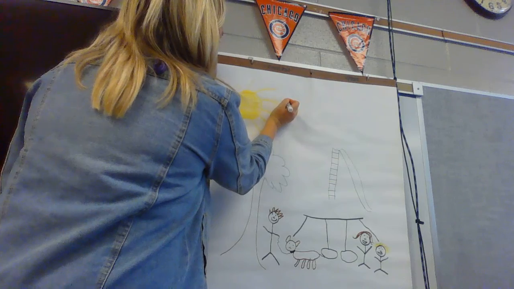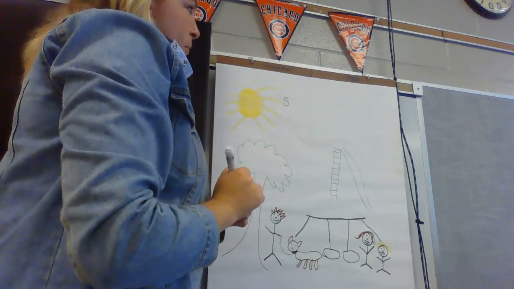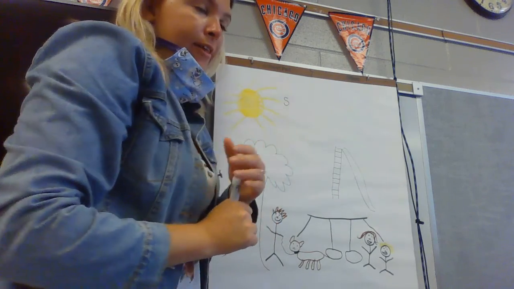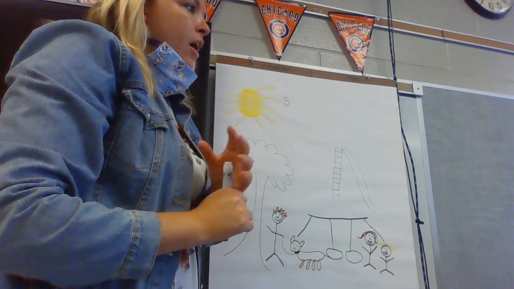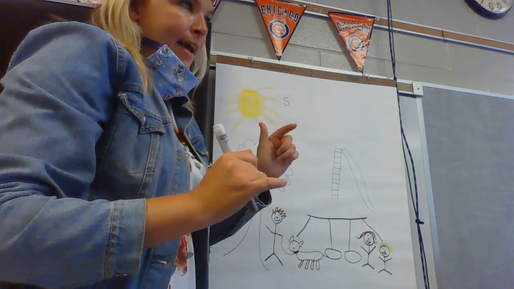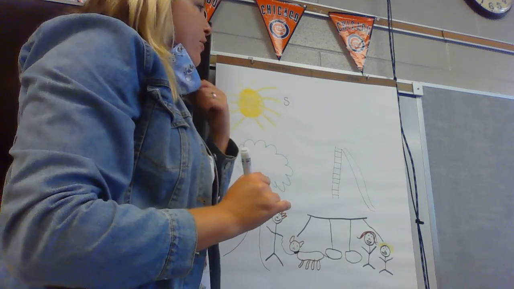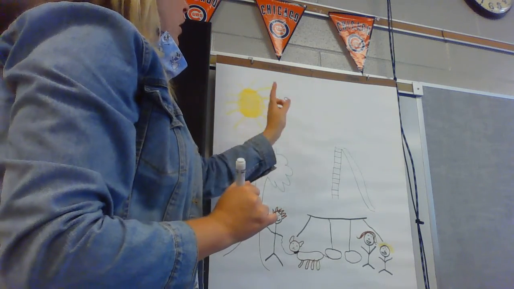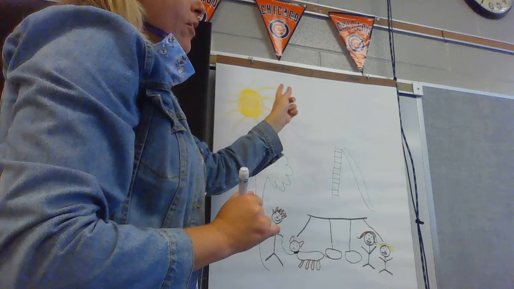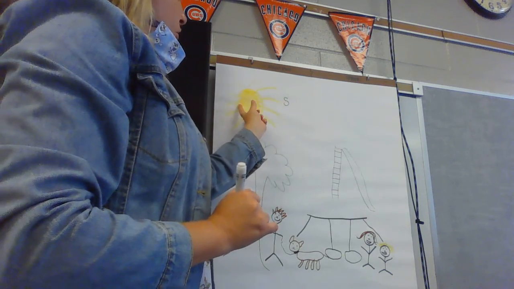So I'm going to write an S right next to the sun, okay? Now, some of my friends might not know how to write the letter S yet, and that's okay. If you have your name tag at home, you could try to find S, snake S, on your name tag, and you can try to copy it. Otherwise, it's okay to have an adult help you. An adult can model how to write an S, and you could copy it after them, okay? So that is the sun.